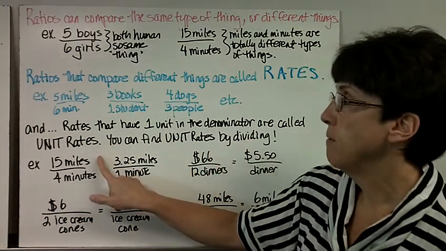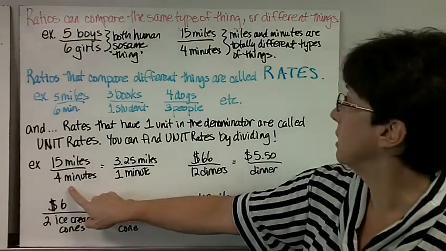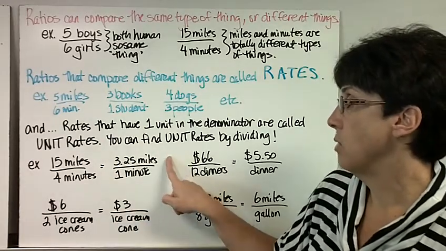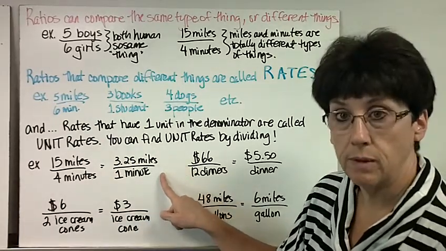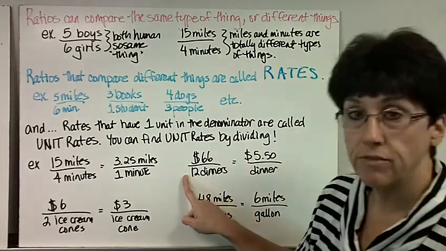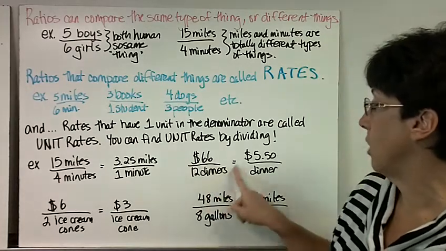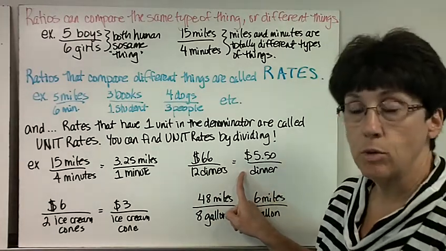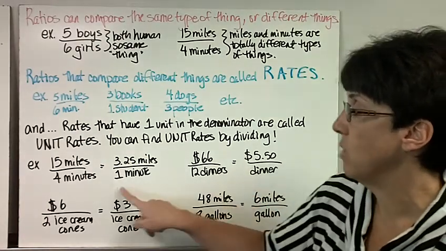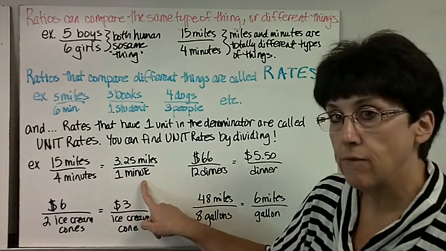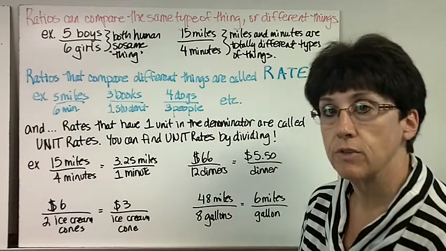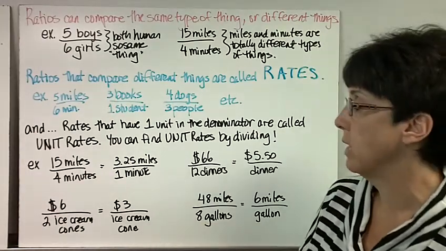So if I said 15 miles to 4 minutes, like I had up here, I could divide by 4, and I would get 3¾ miles in 1 minute. I could say $66 for 12 dinners, but if I divide by 12, I get $5.50 per dinner, or $5.50 to 1 dinner. Okay, but notice here I wrote the 1 minute in. Usually, if it's only for one item, we just write the word dinner. Just like for variables, if it's 1x, we just write the x. We don't write a 1x.